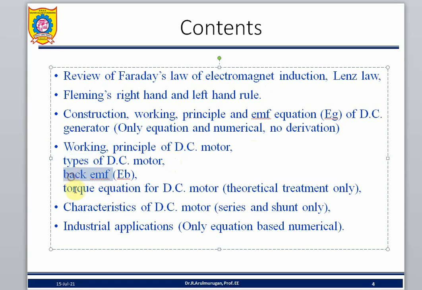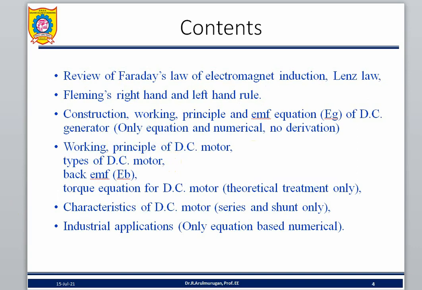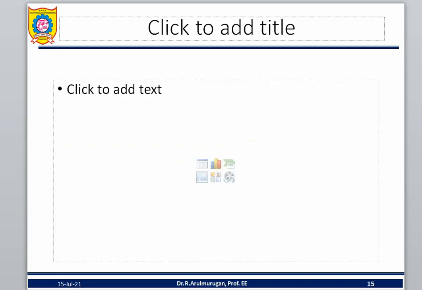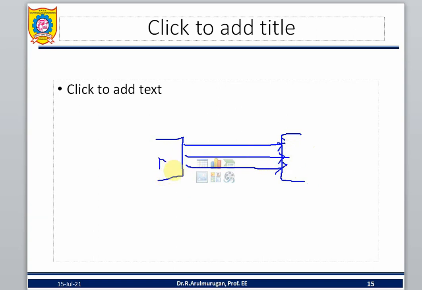And what is back EMF? When you give the power supply to the field winding, what will happen? Field flux is created, with north and south poles. Then the rotating armature winding is placed there. When you apply a power supply, rotating flux is created.